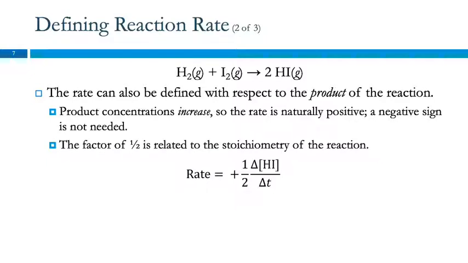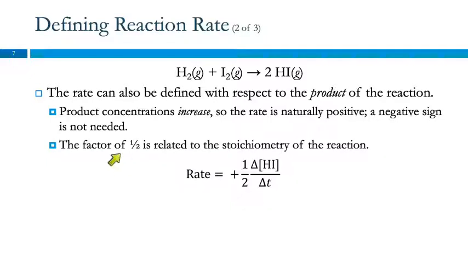There's a coefficient in front of the HI. For each reaction here, 1 molecule of H2 and 1 molecule of I2, we make 2 molecules of HI. So the HI molecules are formed twice as fast as the hydrogen and iodine molecules are destroyed. So we have to take that into account.